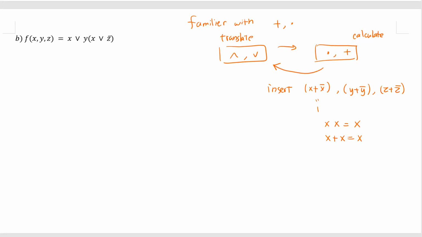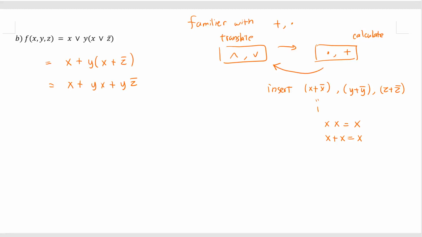Okay, now let's translate the problem, and you can see how easy it is. So x or y is like plus, and and is like multiply, and then we have x plus z bar. So far so good. So let's distribute everything. So x plus y, x plus y z bar. So far so good, everybody.